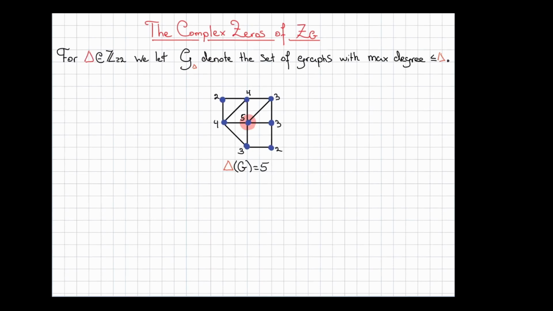So the degree of a vertex of a graph is the number of neighbors that it has, and the maximum degree of a graph is the maximum over all the degrees of the vertices. So this graph has maximum degree 5. And now we're going to look at the set of all graphs that have maximum degree delta.